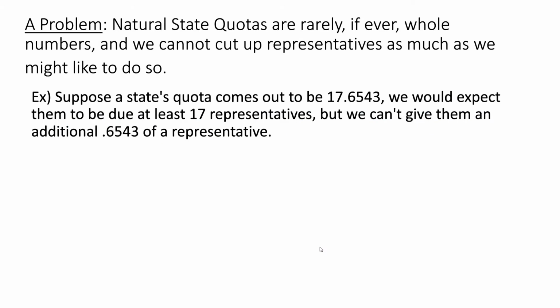One problem that comes up when doing these problems is that natural state quotas are rarely, if ever, whole numbers, and unfortunately, we can't cut up representatives as much as we might like to do so. So let's say a state's quota comes out to 17.6543. We would expect them to get 17 representatives, but you can't give them 0.6543 of a representative. Like, what are you going to do? Cut somebody's arm off and say, here's this half of a representative? We can't do that with people.